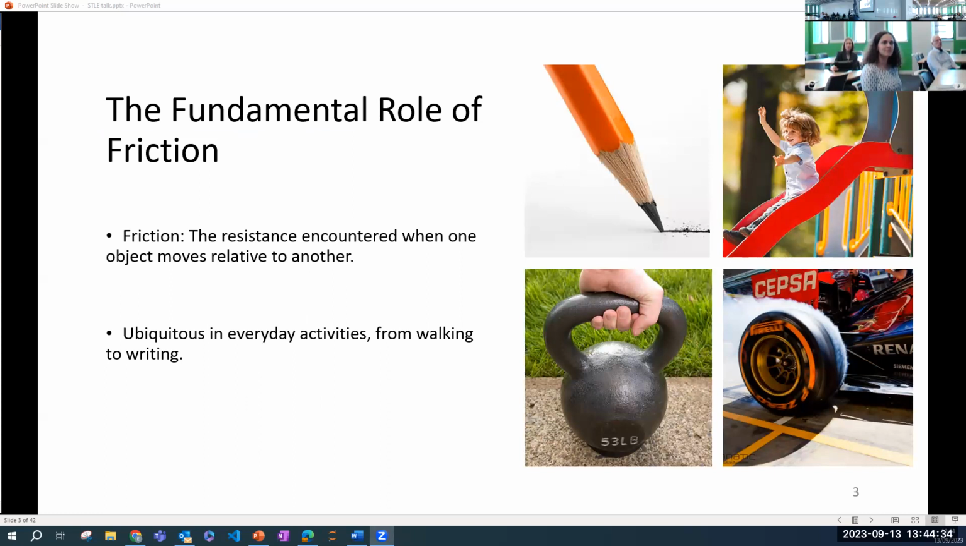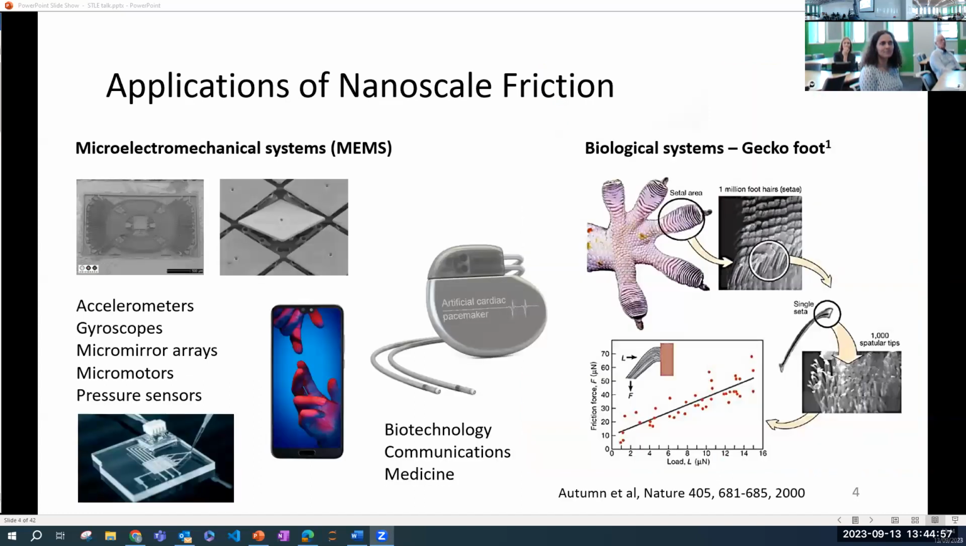I wasn't sure if I would include this slide because I guess most of you know about friction, so I will just go over it quickly. Friction, as all of you probably know, is a resistance encountered when an object moves relative to another object. It's everywhere, from simple acts of walking and grabbing to writing, braking, etc. So when we zoom into the nanoscale, what is different?